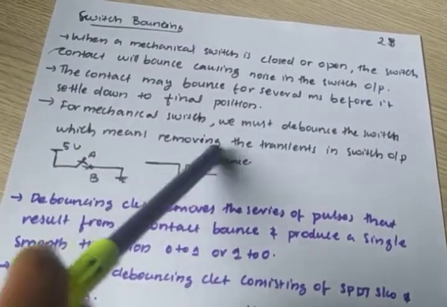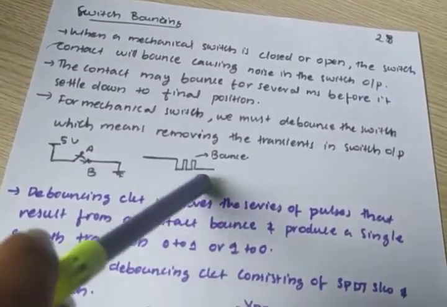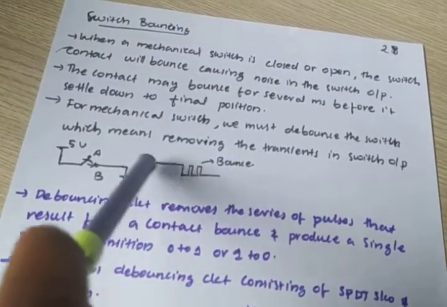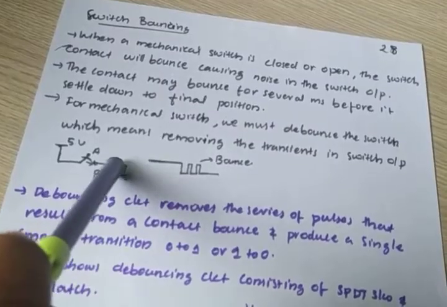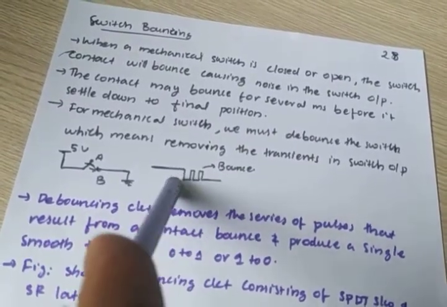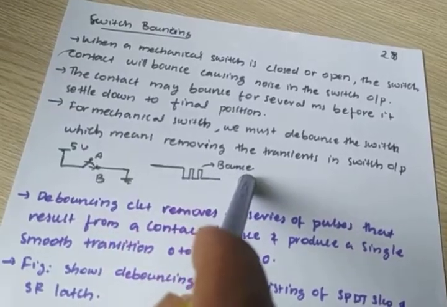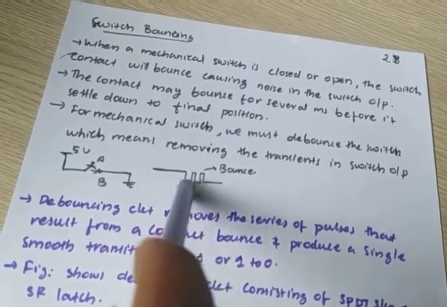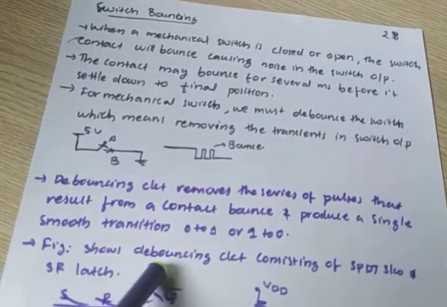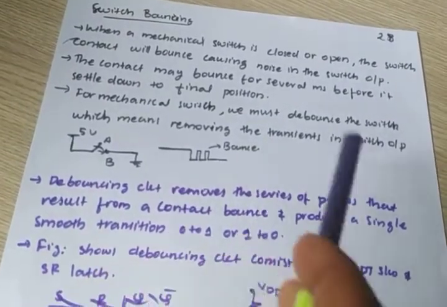Debouncing means removing the transients in the switch output. This is actually called the transients. These are steady states. A steady state means if it is 1, it will continue in 1. If 0 is a stable state, it will continue in the 0 state. But here a transient came, that means a pulse is coming. That we should remove. For that we need to debounce the switch.